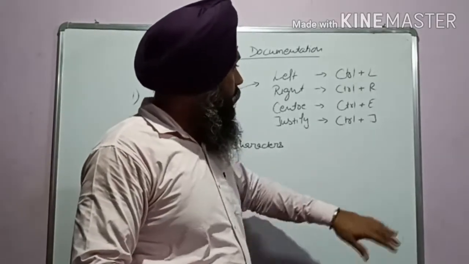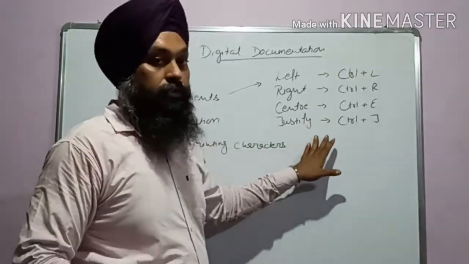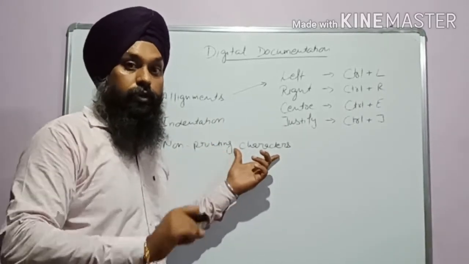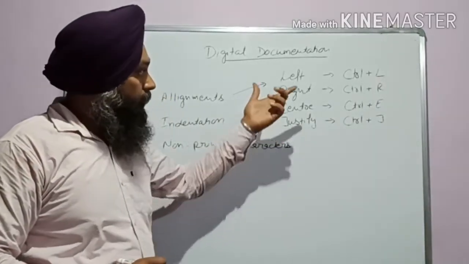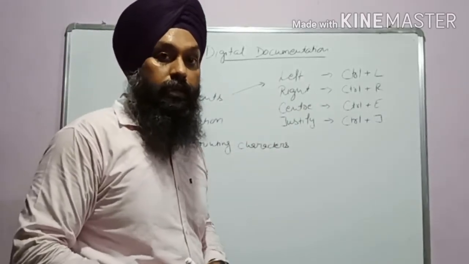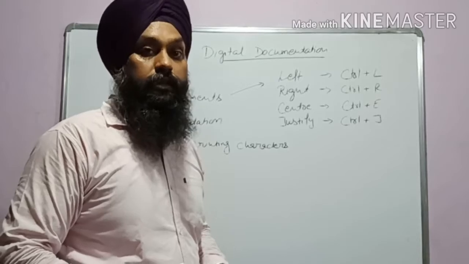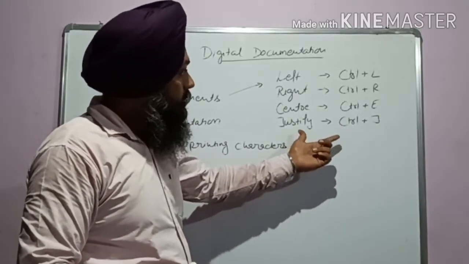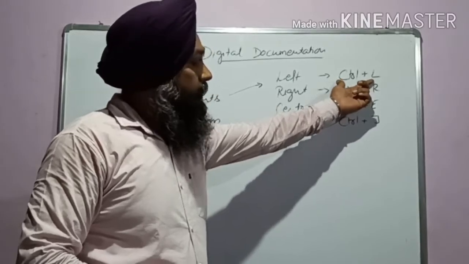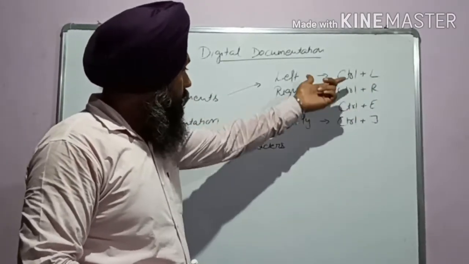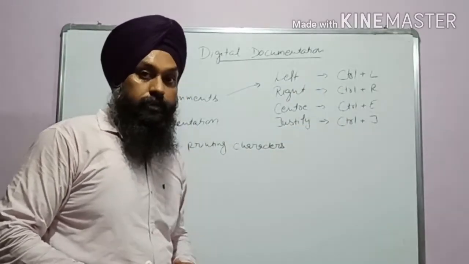To apply these alignments, first of all we will select the text by dragging the cursor. If we want to apply these alignments on the entire page, then we can select the entire text by pressing the Ctrl A key. After selecting the text, just click these keys simultaneously to apply any of these alignments.